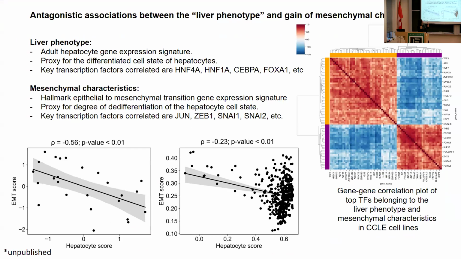a very antagonistic relation between the liver phenotype as well as the mesenchymal characteristics. So when I say liver phenotype, it's a more differentiated phenotype. So you see that there is an antagonism between hepatocyte score and EMT, which gives you a status of more mesenchymal subtype. And if you club all the top transcription factors in each of these programs, you can see that there are 2 teams of players and there is clear antagonism between them.